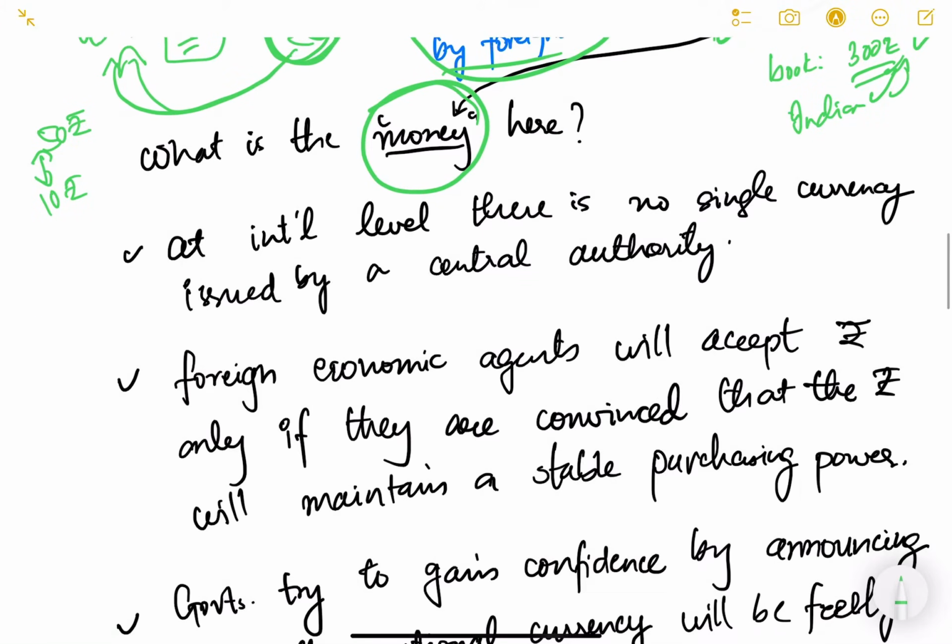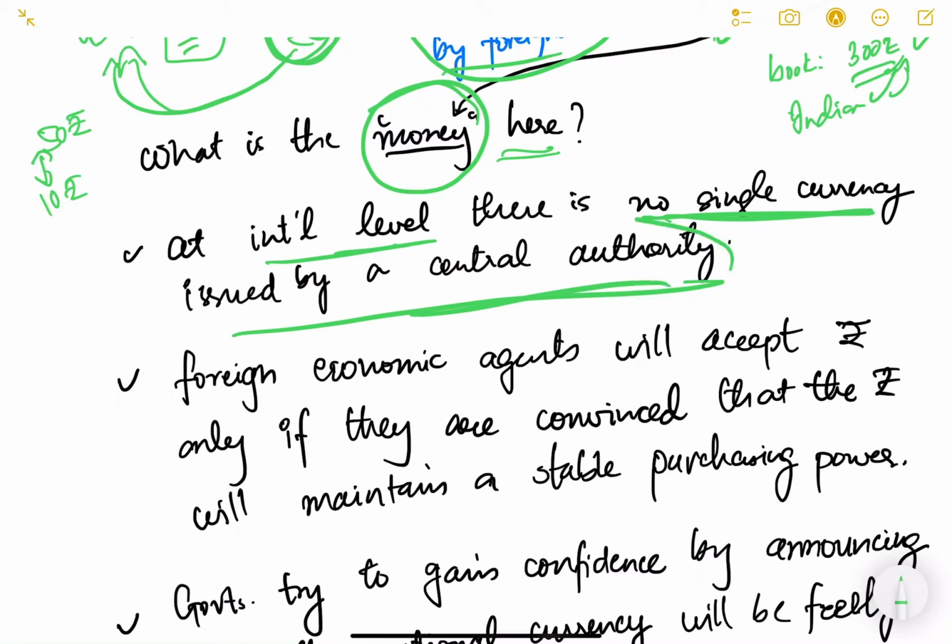So what is the money in the international transactions? The money in the international transaction, this is somewhere there is a problem. So at international level there is no single currency issued by a central authority. So there is no central authority for the whole world. Just like we have RBI in our country, there is a Federal Reserve in USA. Every country has a monetary authority, okay, has a central bank. So they are the central authority which gives assurance of the currency.